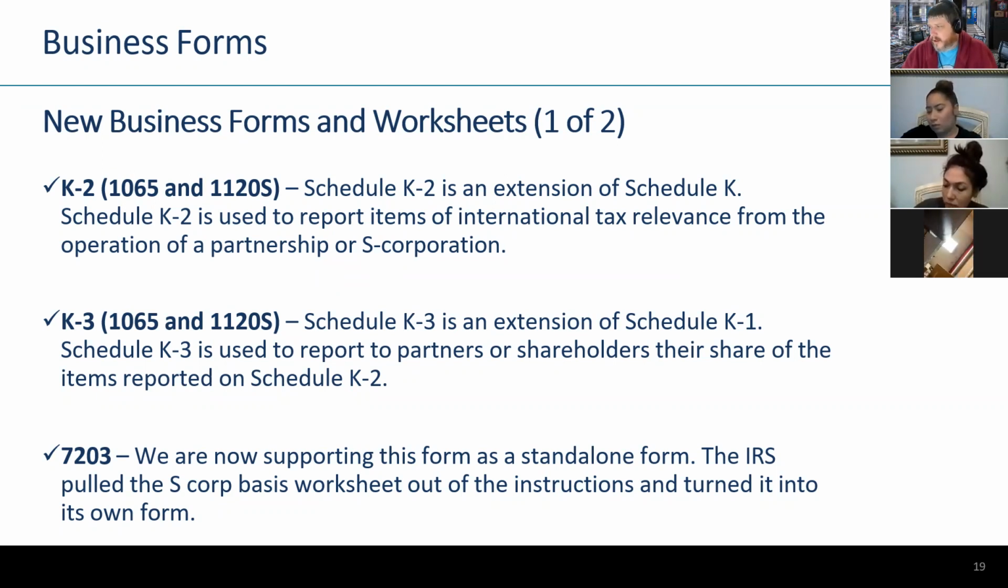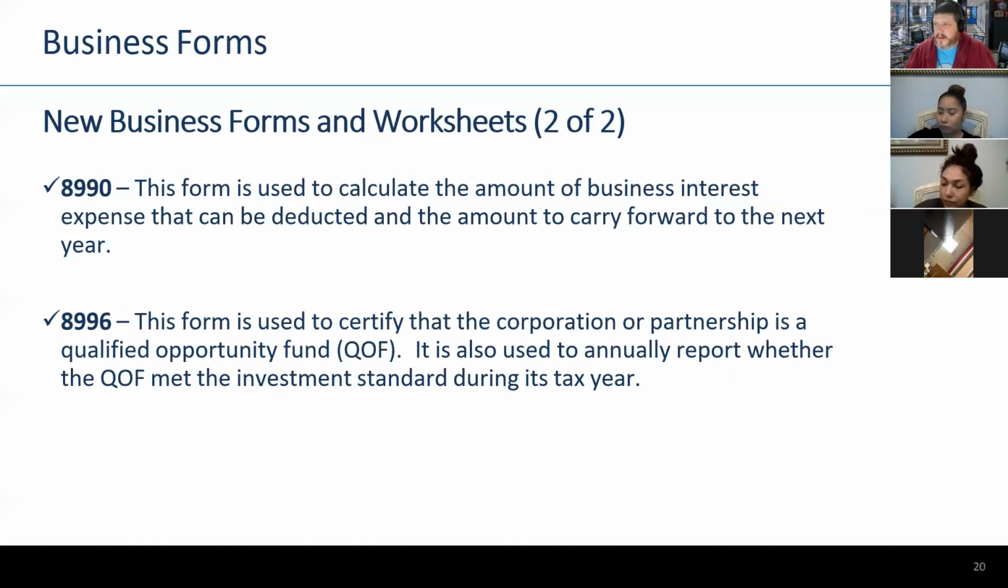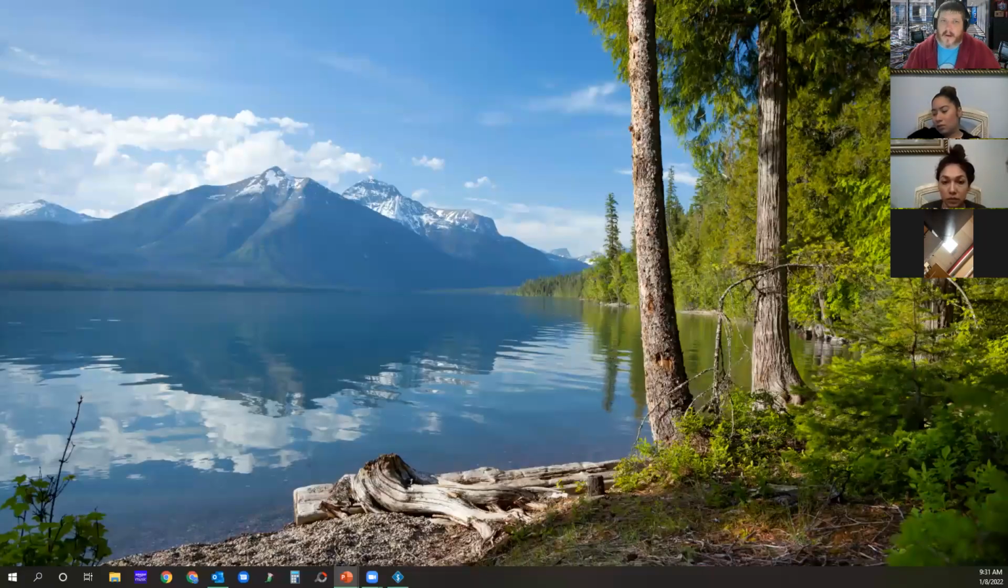Form 7203, it's the S-corp basis worksheet, essentially. The IRS has stripped that out of the worksheets and made it into its own form, the 7203. 8990, which we talked about earlier. That's for business interest expenses that can be deducted and the amount that carries forward to the next year. 8996, this form is used to certify that a corporation or partnership is a qualified opportunity fund. Again, I seriously doubt anyone is going to see any of these forms at all.